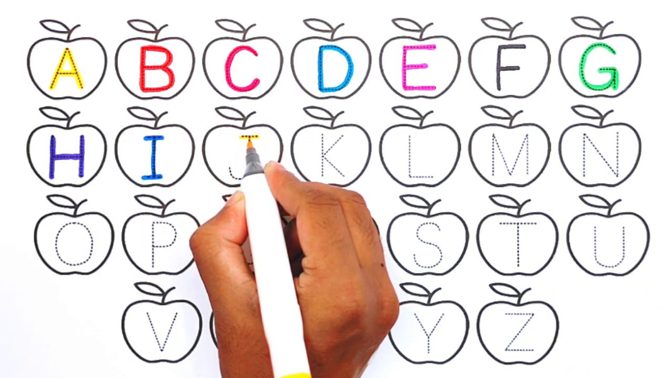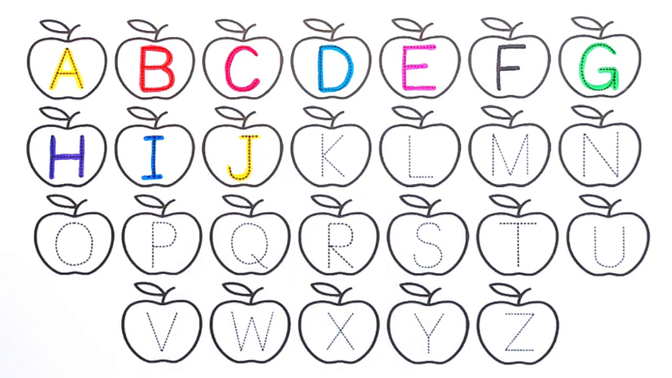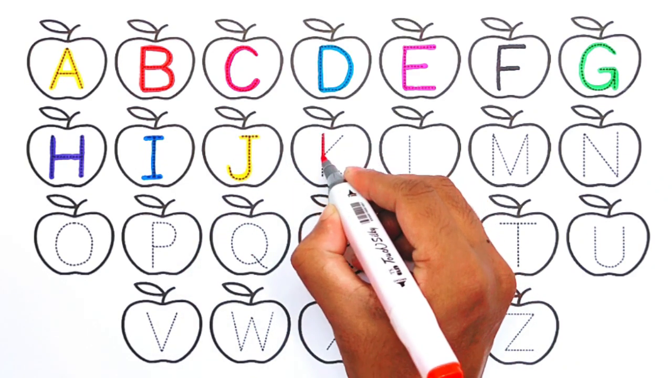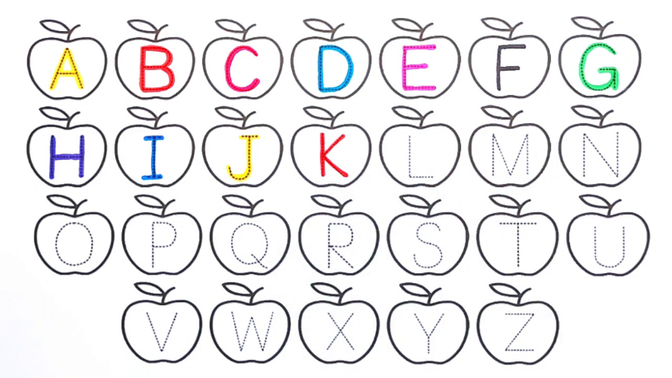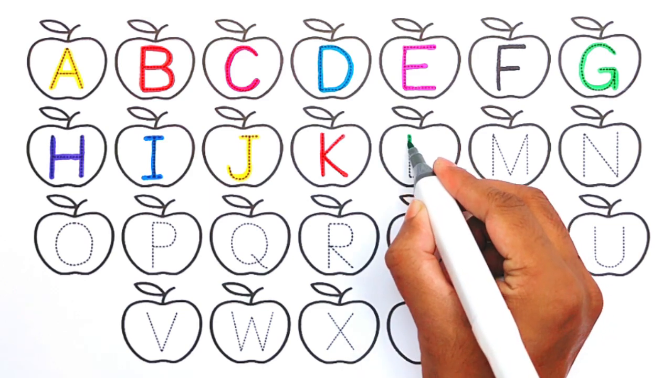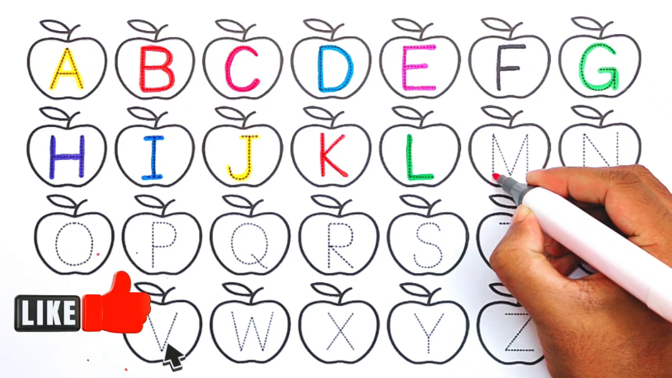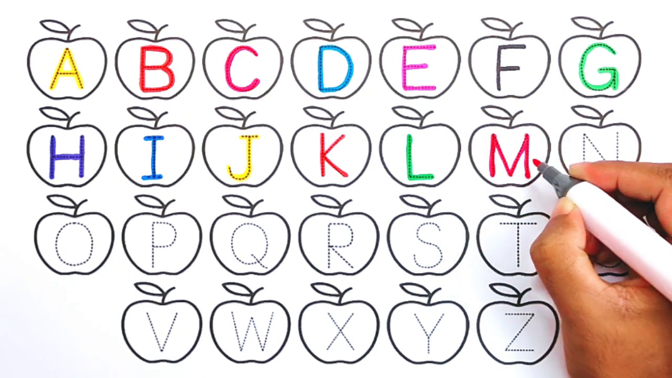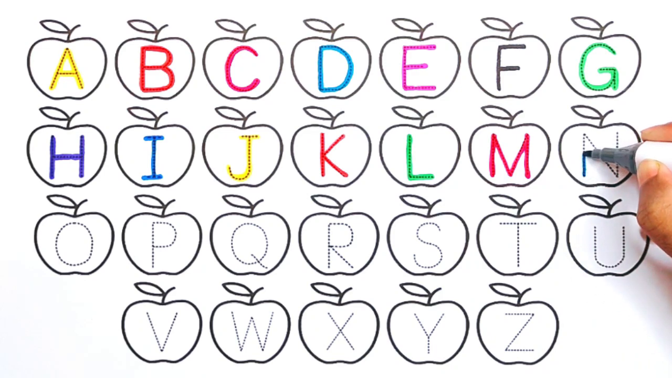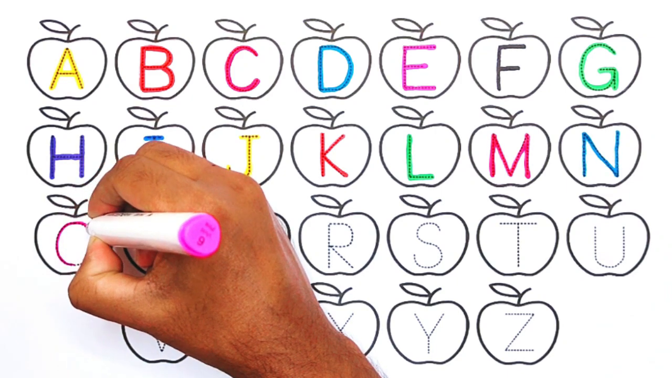J for jelly. K for kangaroo. L for lion. M for monkey. N for necklace. O for oven.